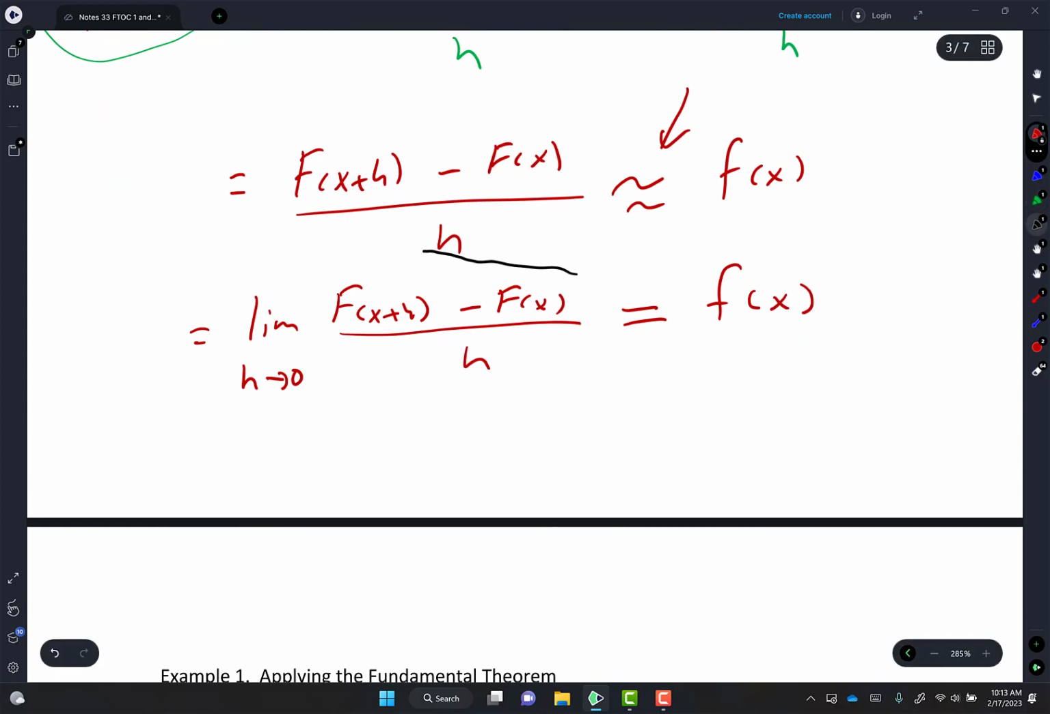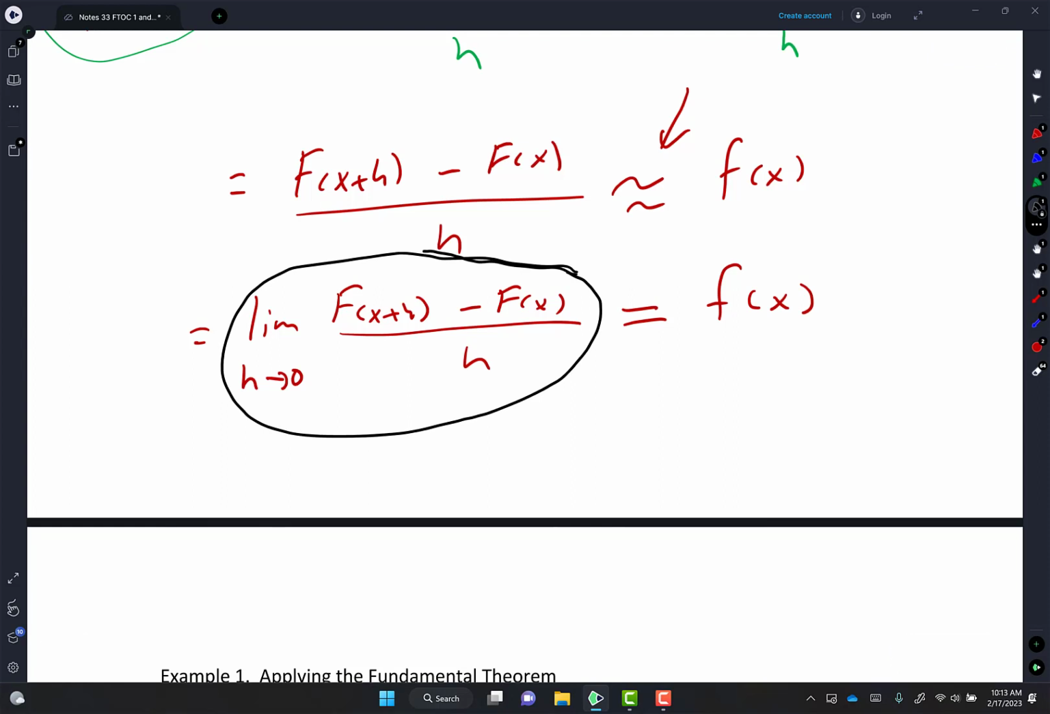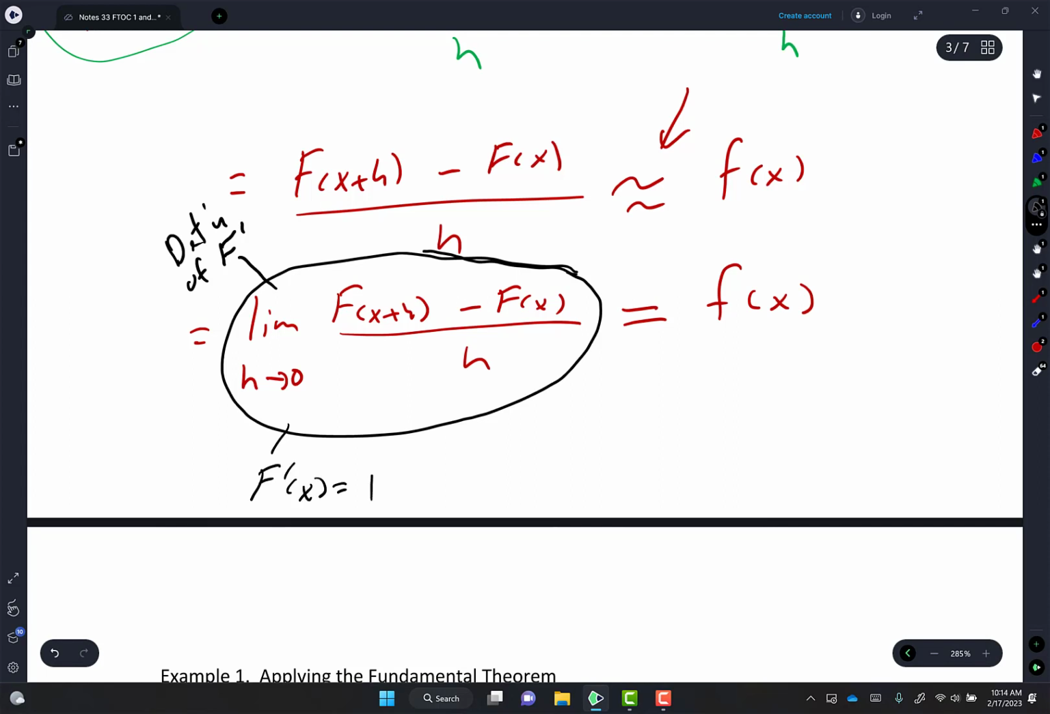This right here that I'm circling in black, looks like what from the first semester? The definition of a derivative. Now, it's a specific derivative. You see how that says capital F? So this is the definition of derivative, but for F. This is the definition of capital F prime. Because if I would have had the letter G, I would have said definition of G prime. If I had a little f, definition of F prime. Right? Definition of derivative. So because this is derivative, look what this means. F prime of x is equal to f of x.